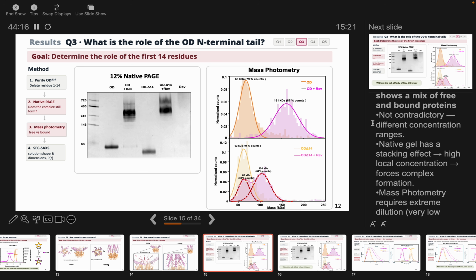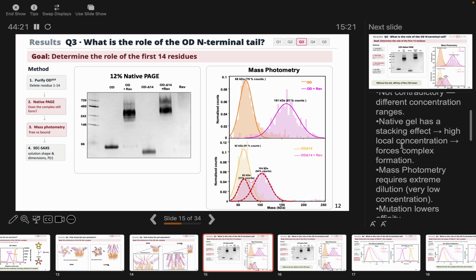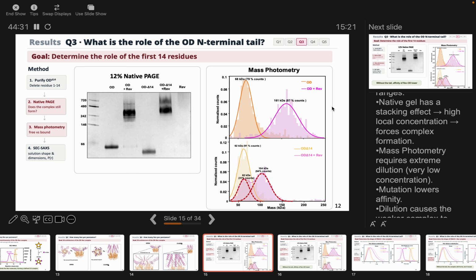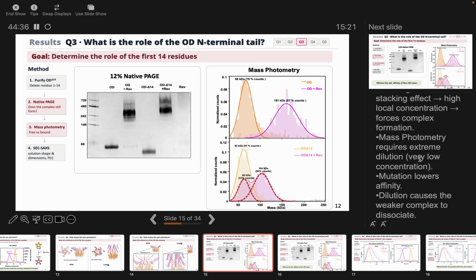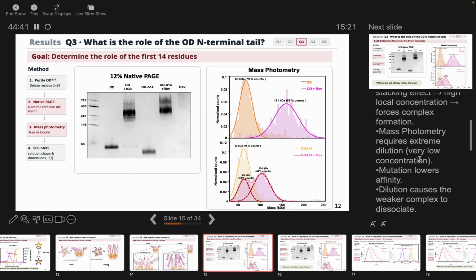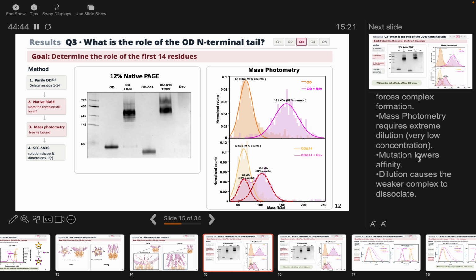Because the two experiments start at different concentration ranges. With the native gel, there is a stacking effect, and the high local concentration forces the complex to form. With mass photometry, we work with extreme dilution, which means the concentration is lower, so the mutation lowers the affinity. The dilution causes the weaker complex to dissociate.